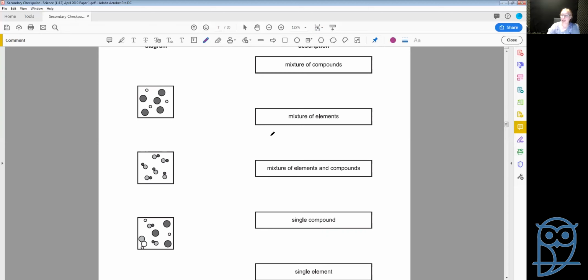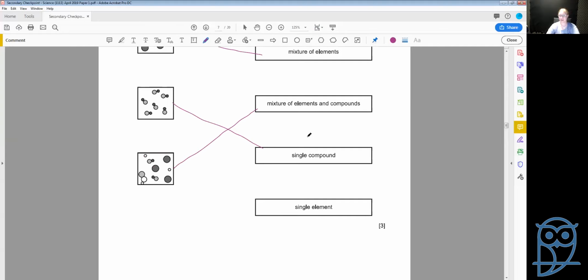A compound is 2 atoms that are stuck together. So here we don't have any compounds. Here we do have compounds, but it's only one kind. So this will be a single compound. Here we've got some elements, that is the single ones. So that's an element, that's an element, that's an element, those are all elements. And these 3 over here are compounds. So that would be a mixture of elements and compounds. And this one would just be a mixture of elements. Okay.